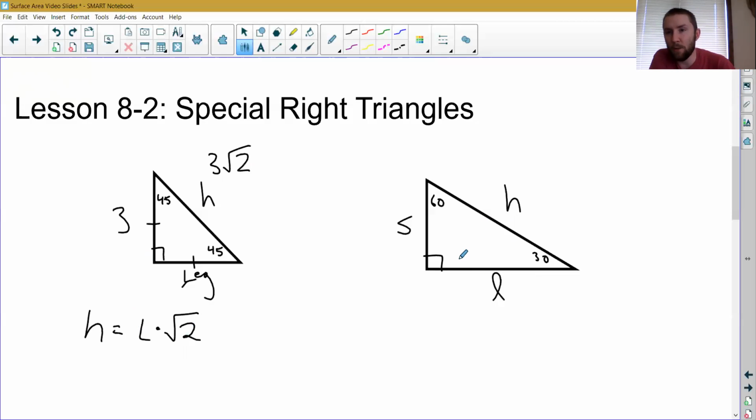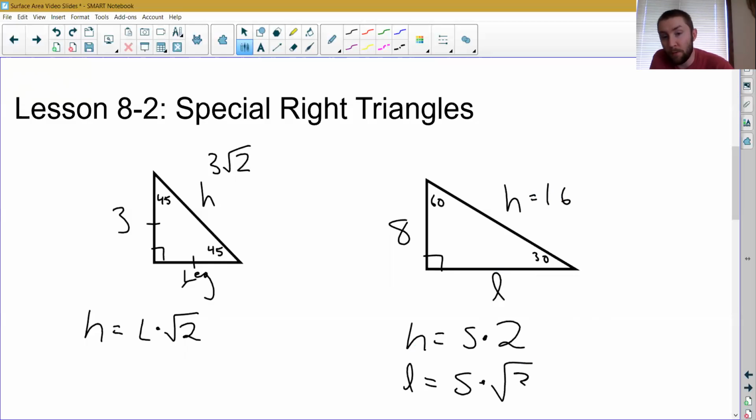For 30, 60, 90 triangles, we have two different rules because we have a shorter leg and we have a longer leg. So the short leg is what everything is based on for a 30, 60, 90 triangle. Remember that the hypotenuse is equal to the shorter leg times 2. It's twice as much as the short leg. So if you know that this short leg over here is, for example, 8, then the hypotenuse must be 16. And then the longer leg is equal to the shorter leg times radical 3. So in this case, it would be 8 times radical 3, right?